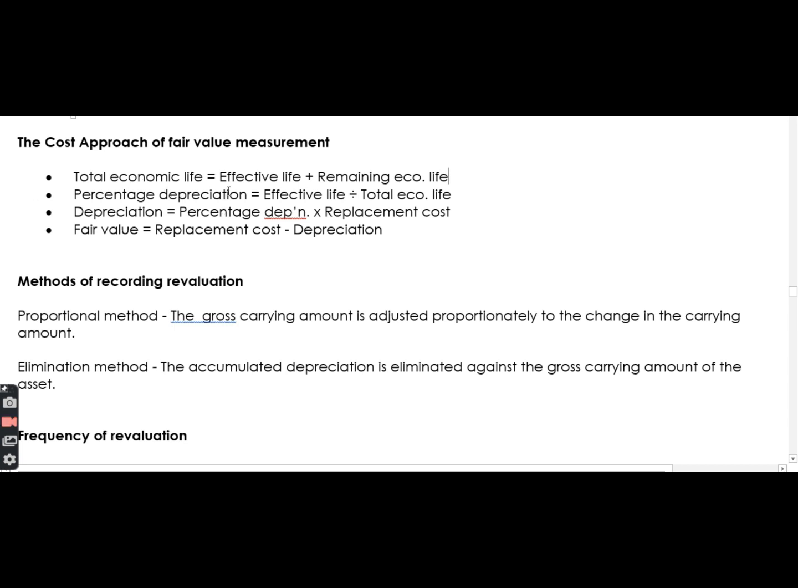So, ito yung consideration mo. Kailangan mo munang alamin yung total economic life. The total economic life is the effective life plus any remaining economic life. Okay? So, in other words, ilang taon mo pa ba talaga mapapakinabangan yung asset? Tapos, pag nakuha mo na yung total na effective life, divide mo ng total economic life, yun yung percentage ng depreciation mo. Yun yung gagamitin mo para ma-compute mo yung depreciation ng asset. It's going to be the percentage depreciation times the replacement cost. Okay? Yung nakuha mo dun sa second bullet point, yun yung gagamitin mo dito para makuha mo yung depreciation. Tapos, yung replacement cost, bawasan mo ng depreciation, yun na yung fair value.